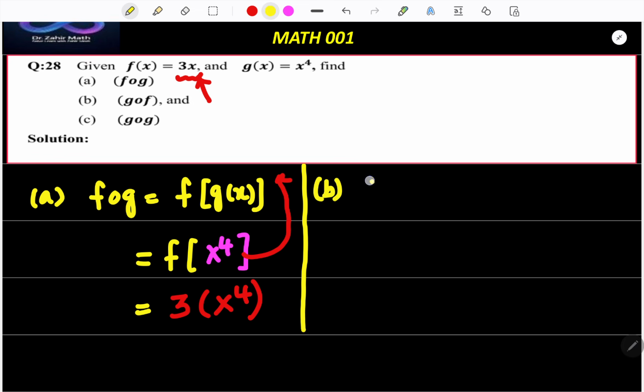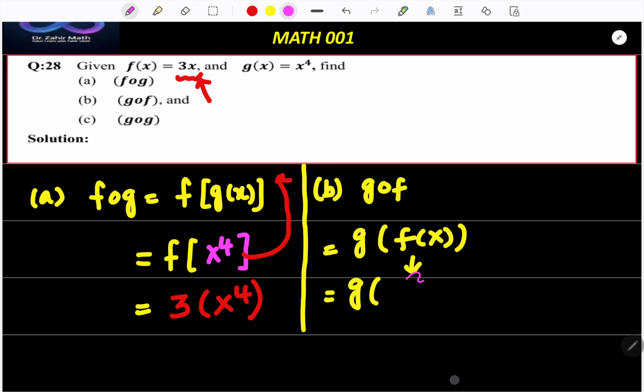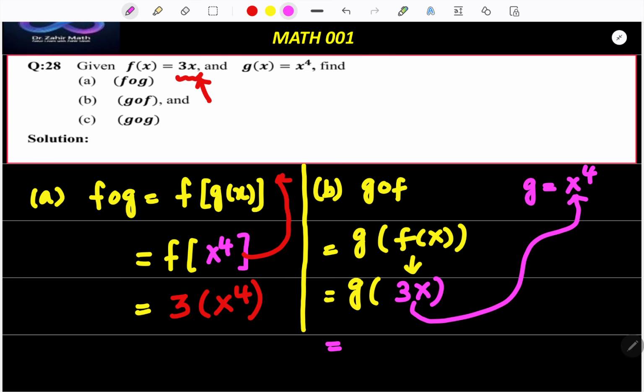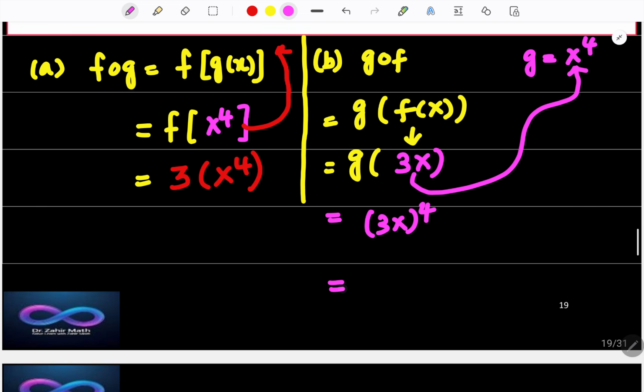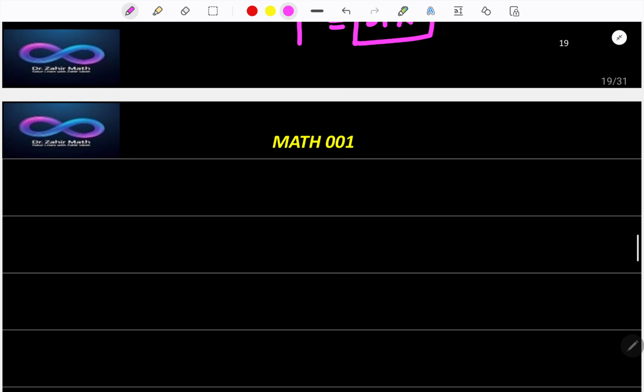What is the next question? B. g composite f, which is g of f of x, right? So this equals g of f of x, and your f of x is 3x. Then you're going to put this 3x in the g. What is your g? g is x power 4. So you take this 3x and put it into x power 4. So 3x to the power of 4, right? 3 3s are 9. 9 3s are 27. 27 3s are 81. If you don't know, you just put it in the calculator. Clear? 81x power 4. Let's go to C question.